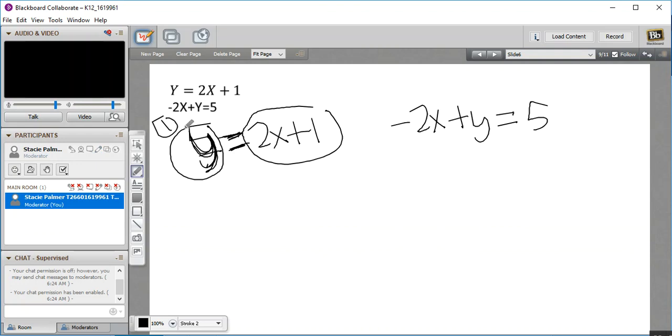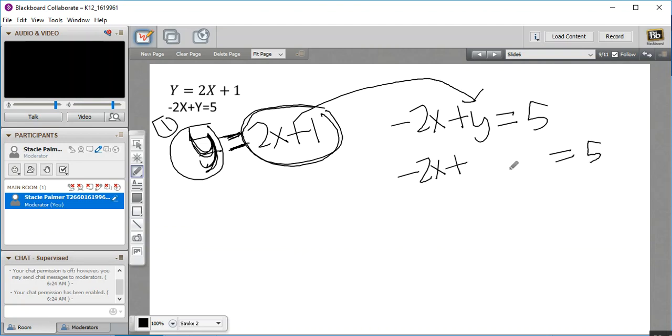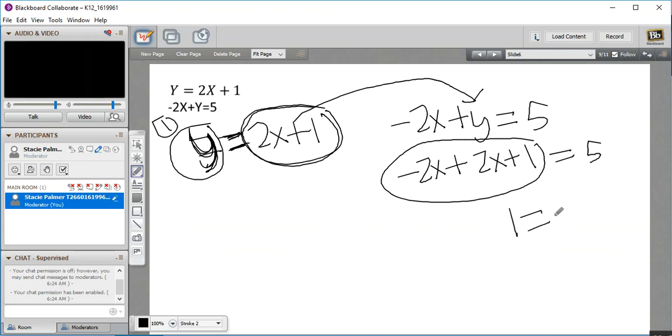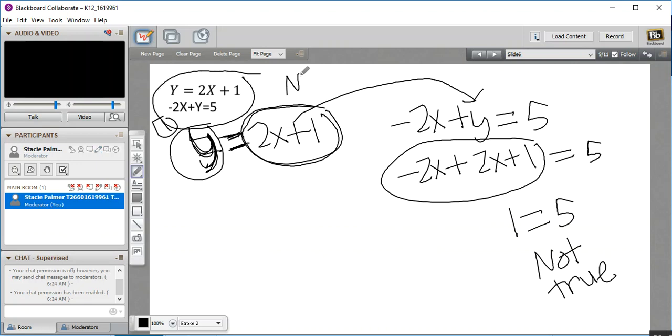Having a y or having a 2x plus 1 is exactly the same. So because this variable has already been solved for, we're going to replace the y in the other equation with this 2x plus 1. So negative 2x plus, instead of the y, we're going to make a substitution. When we simplify this left side, negative 2x plus 2x cancels out. We're left with 1 equals 5, which is not true. So we know that this system of equations has no solution.